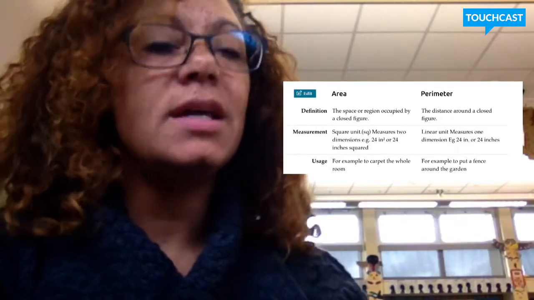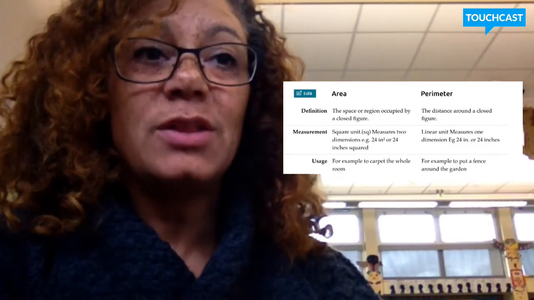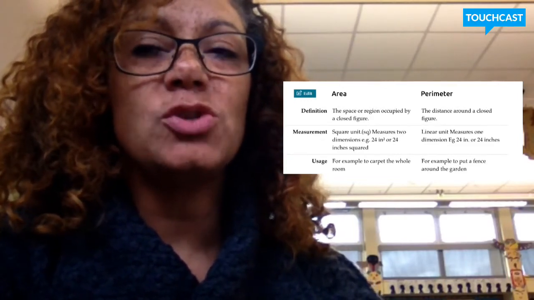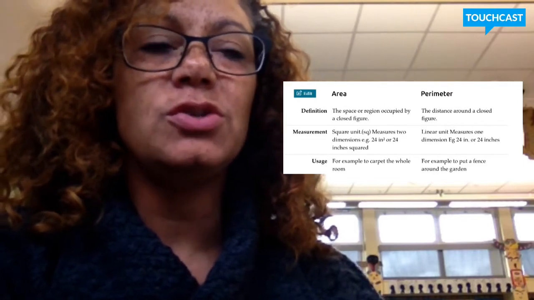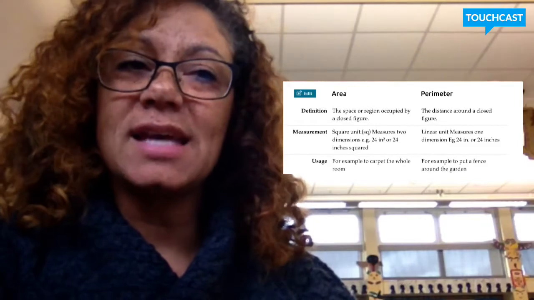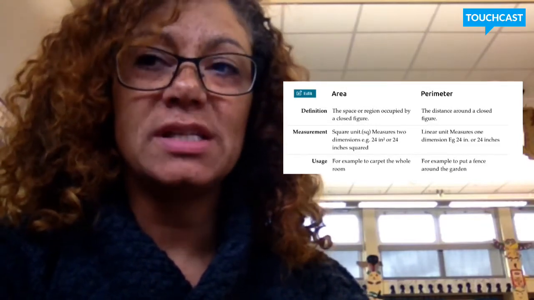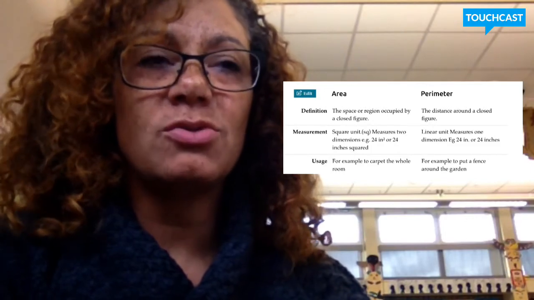So quickly, here's how it goes. The area is the space or region occupied by a closed figure, the inside. The perimeter is the distance around a closed figure. The way you measure them is, for perimeter, you're measuring in what they call linear units. That just means counting numbers. As far as area goes, you will be measuring in square units. Squares, those are what you're going to be measuring.